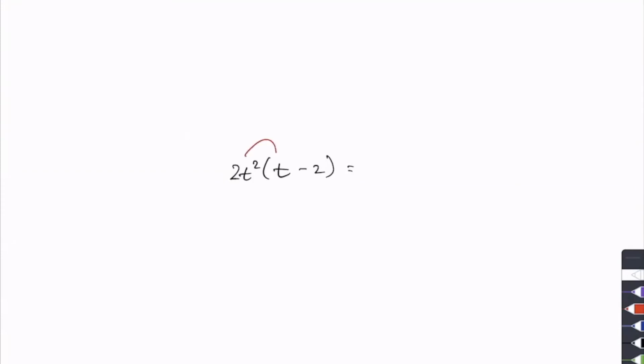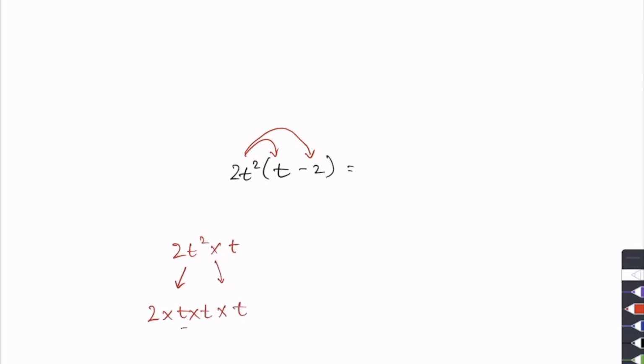Okay, this one's a little bit trickier. We're going to apply the same principle. We're going to multiply everything outside the bracket by everything that's inside the bracket. This time we can see 2t squared times t. So how are we going to deal with the t squared times t? Well, if we break this apart, it's just 2 times t times t, and we're multiplying by t.